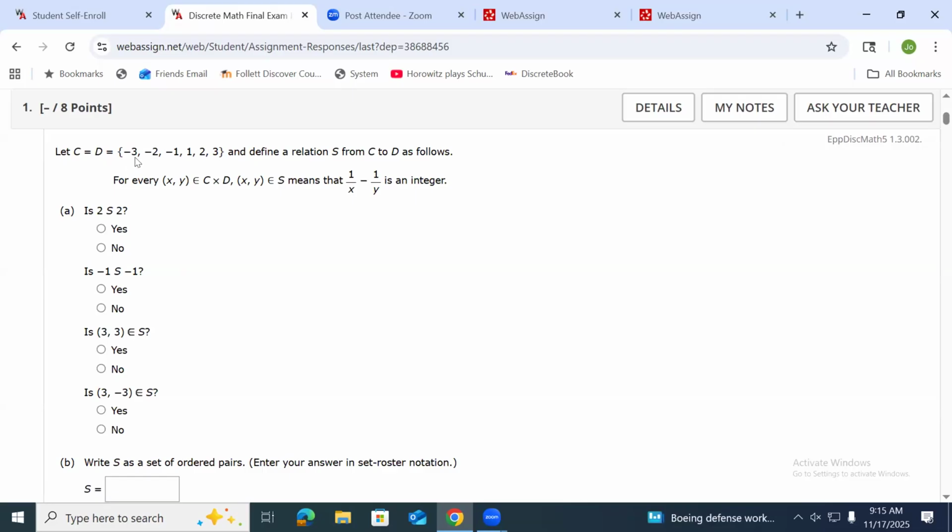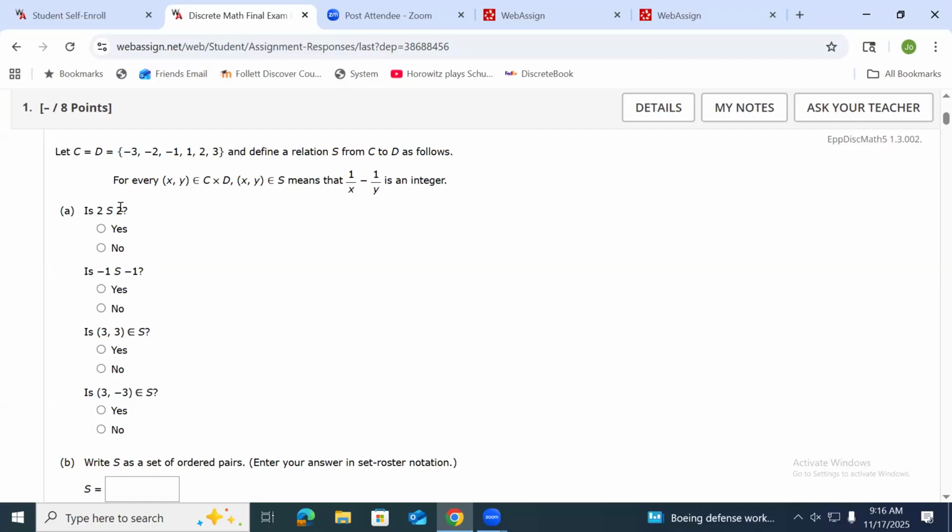Let C equals D both be equal to the same set of numbers, -3 through +3, except for 0. So we've already done this one before, but this point x,y is in the set S. It means that 1 over x minus 1 over y is an integer. So I'll let you think about that for a few seconds. What does it mean if 1 over a number minus 1 over another number is an integer? That means that that pair of integers, x and y, is in the relation called S.